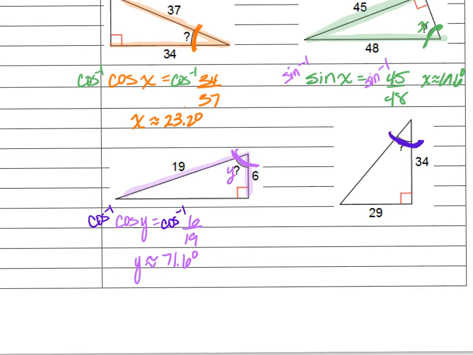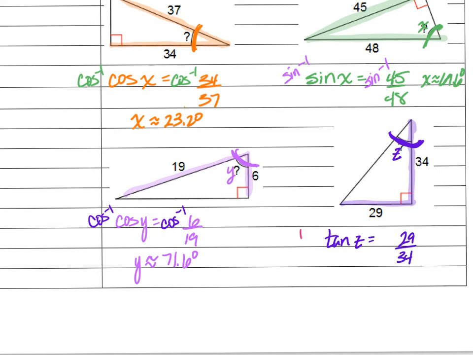I'm going to mark my angle, highlight my sides. So I've got the side opposite and the side adjacent. Oh, I don't have the hypotenuse, so I know that's tangent. So I've got tangent of, we'll say z. Tangent of z is going to equal 29 over 34.